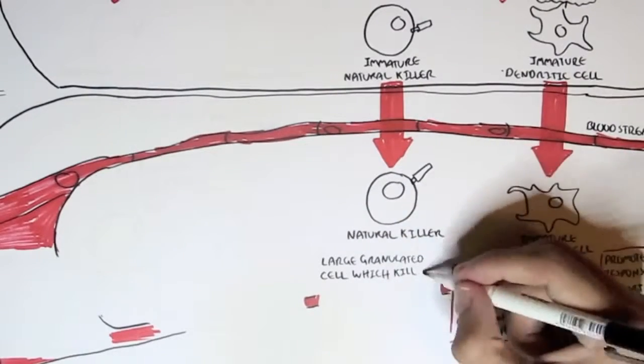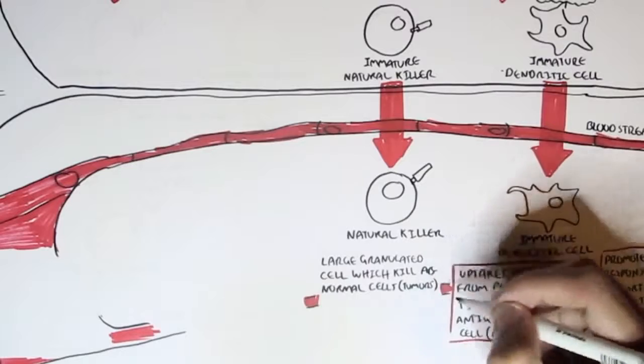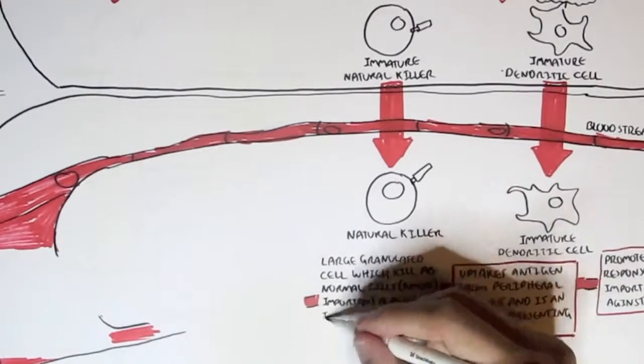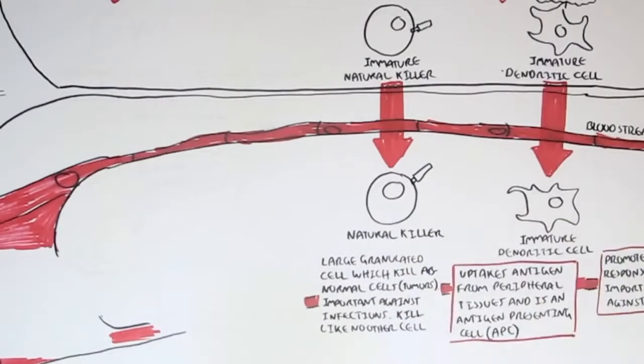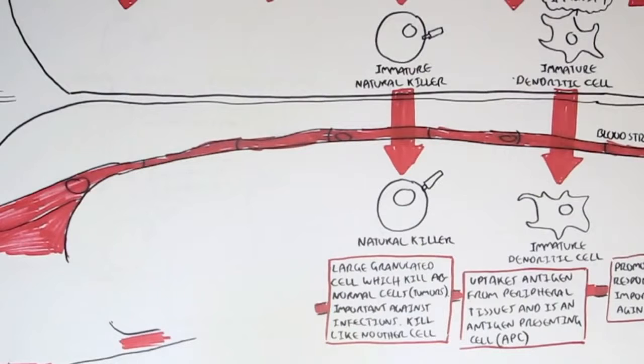Natural killer cell is important. They are large granulated cells which kill abnormal looking cells or abnormal cells such as tumors, and they're also important against infections. What's crazy about them, or why they are called natural killer cells, is because they kill cells naturally without the need of other signals from other cells. So when they see something bad, they will just kill it.